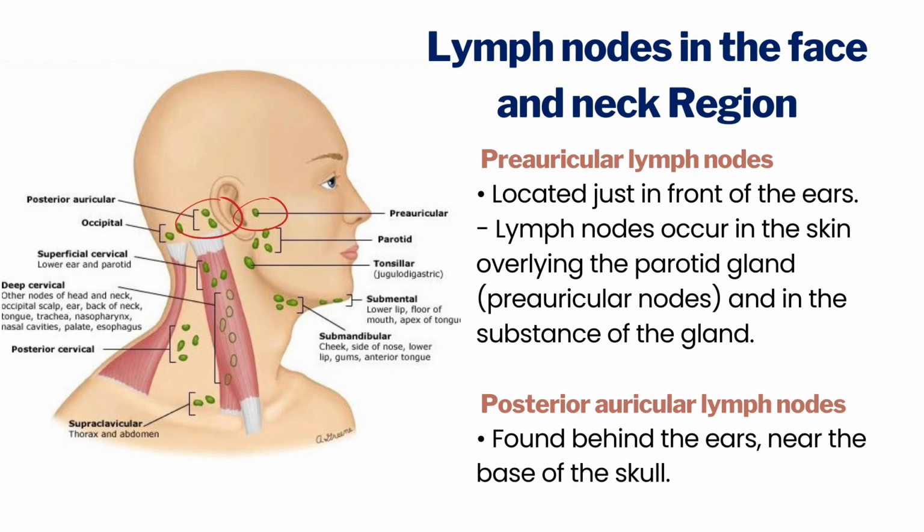Next is the posterior auricular lymph nodes found behind the ears near the base of the skull. It is a system of veins and nodes that help to circulate lymph fluid and maintain the body's immune system. These are in charge of filtering and trapping extraneous substances that may infiltrate the tissue surrounding the ear, such as bacteria, viruses, and other diseases. Lumps behind the ear can be caused by a variety of factors including localized injury, infections, or internal inflammation.